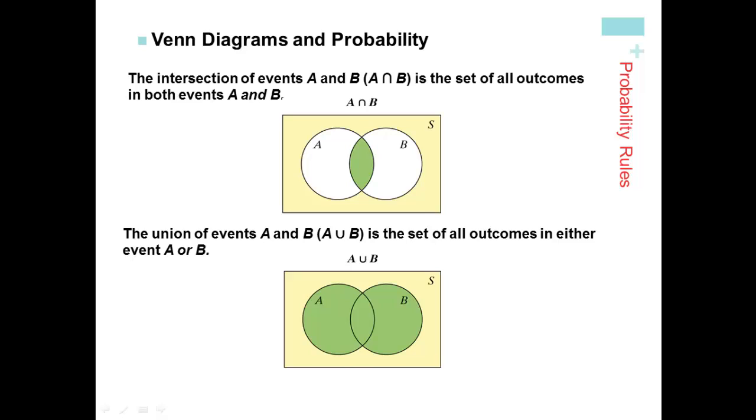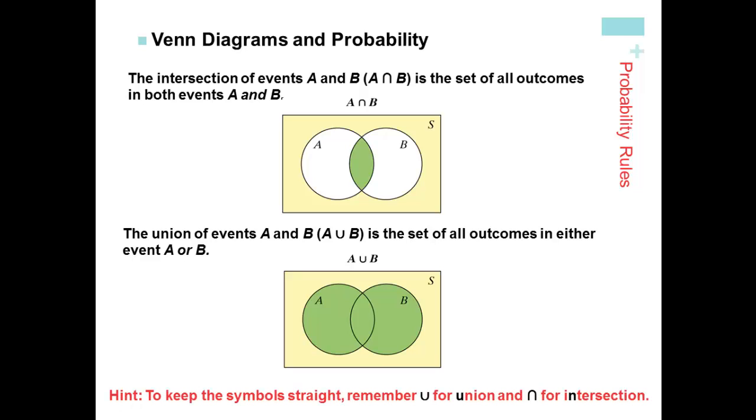The union of A and B, labeled as A union B, is the set of all outcomes in either event A or B. To keep the symbols straight, remember U is for union and N is for intersection.